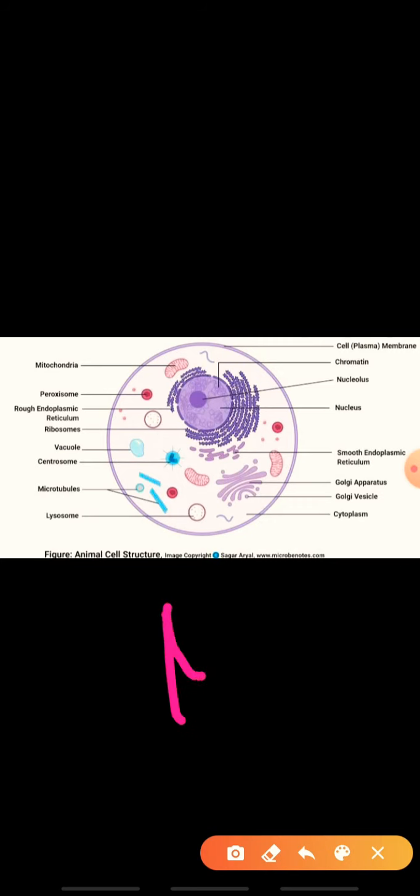The average cell size is from 3 to 30 microns, and the size of cells is measured in microns. You can write the micron symbol like this. The size of the cells is measured in microns.